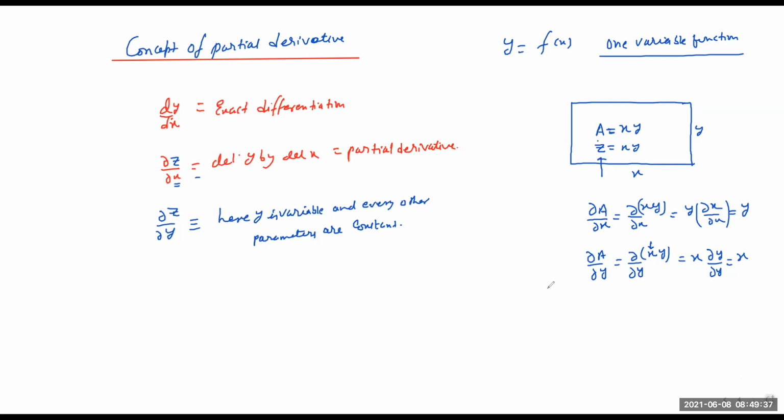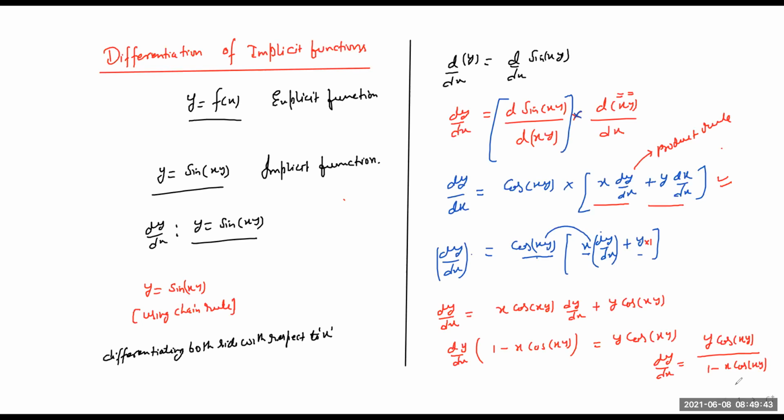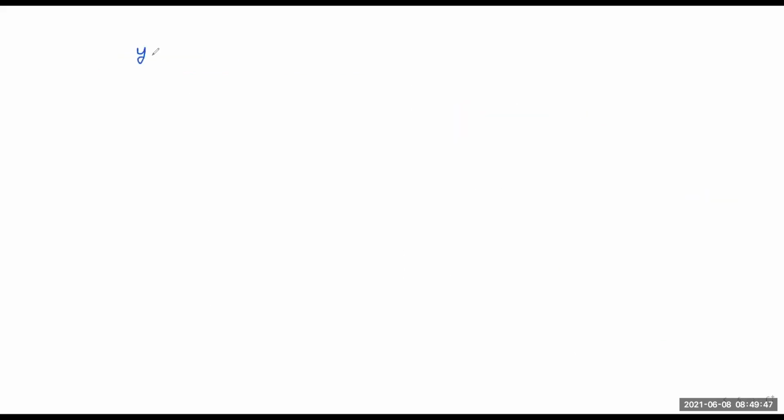Now, look back at the first question we solved. What is the first question we solved today? y equals sine xy, right? So we'll start from there. So y equals sine xy. I want to differentiate this, but here we have an implicit function. So the rule is first I need to make it a multivariable function.